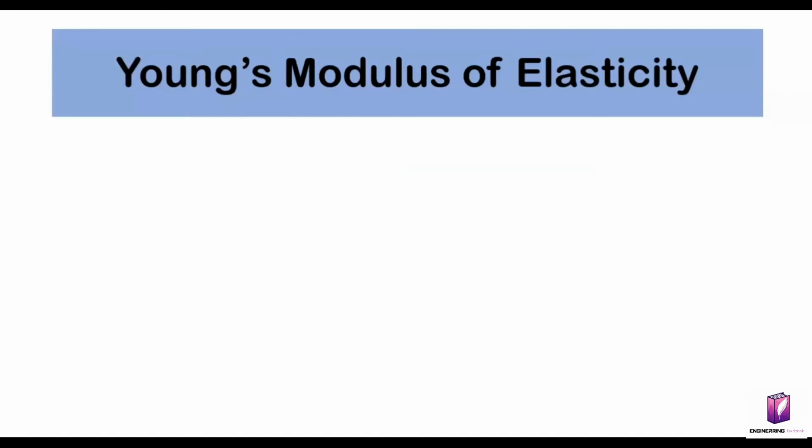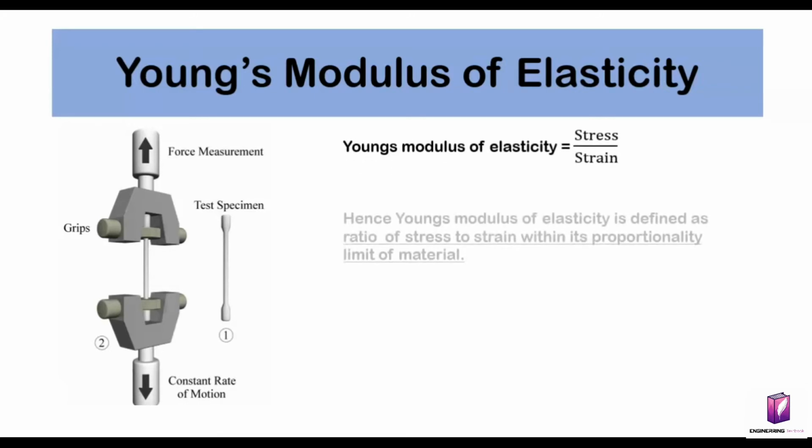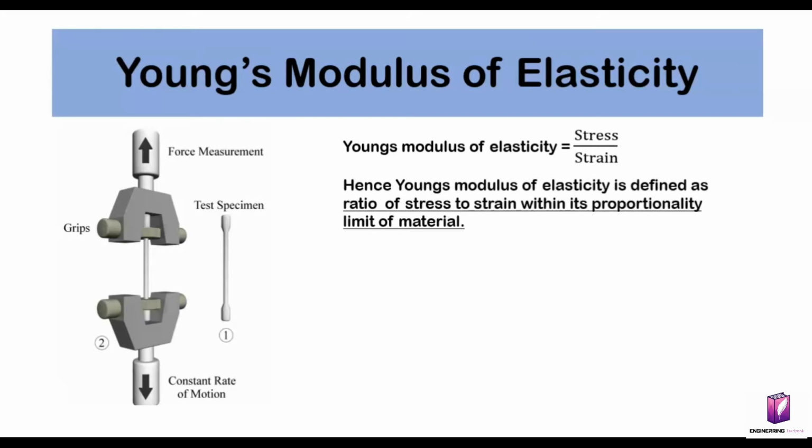Young's modulus of elasticity. When a machine pulls the object at the end, the object experiences tensile stress up to proportional limit. It obeys Hooke's law, and the ratio of stress and strain is constant. This constant is called Young's modulus of elasticity. Hence, Young's modulus of elasticity is defined as the ratio of stress to strain within the proportional limit of a material. If Young's modulus is more, force required will be more.